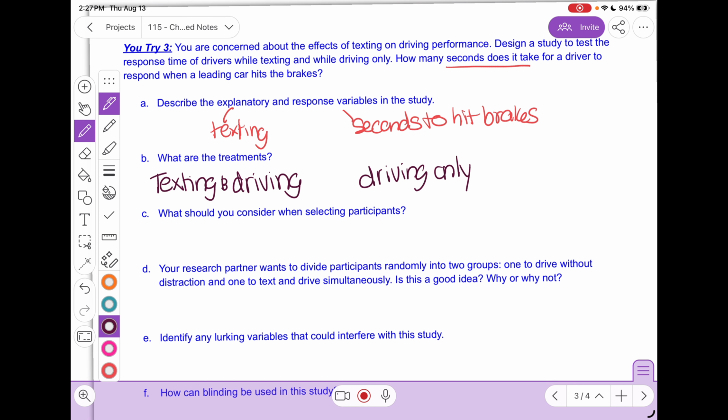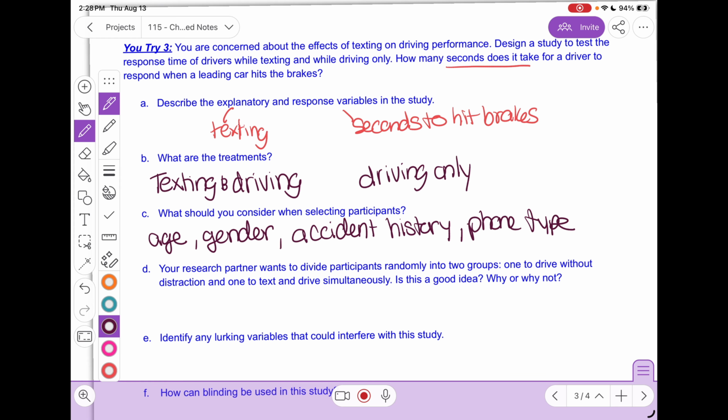Okay, what should you consider when selecting participants? So you definitely want to consider some age. You want various ages. You want to look at teens. You want to look at adults. You want to consider gender. You could think about accident history. You want people that have been in accidents before. You want people that haven't been in accidents before. Phone type.